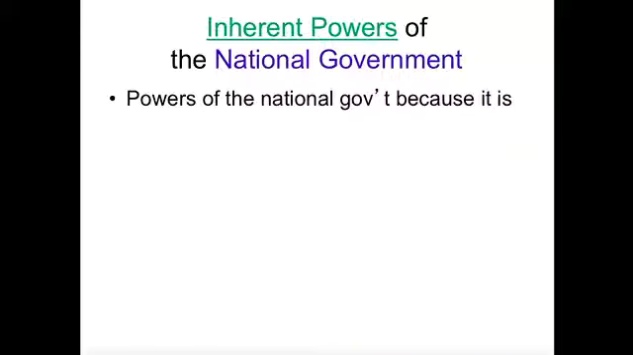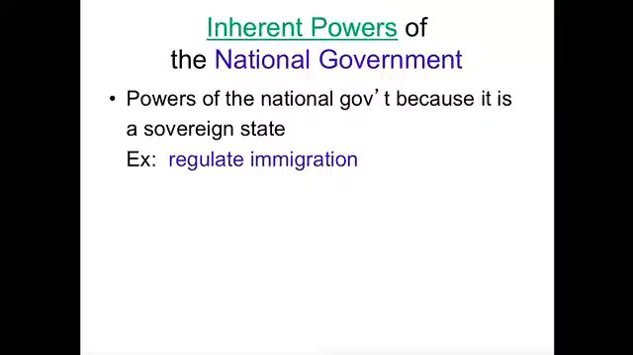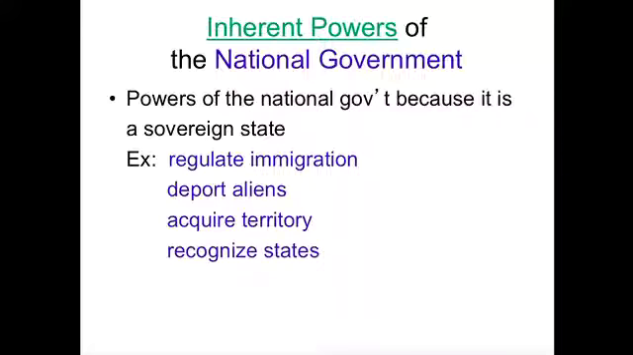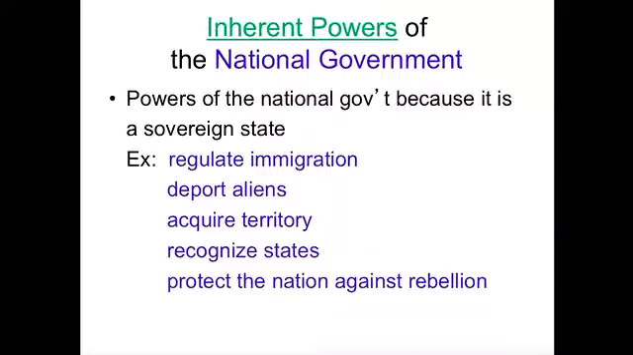The next portion is inherent powers, and like I said, these are powers because the national government is a sovereign state. So examples would be the national government has the right to regulate immigration, to deport aliens, to acquire new territory, to recognize states, and to protect the nation against rebellion. Those are inherently national, and therefore they are in the Constitution to do those things.